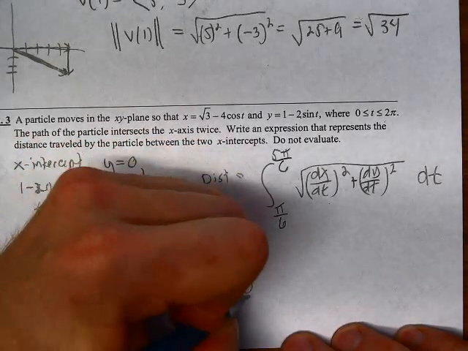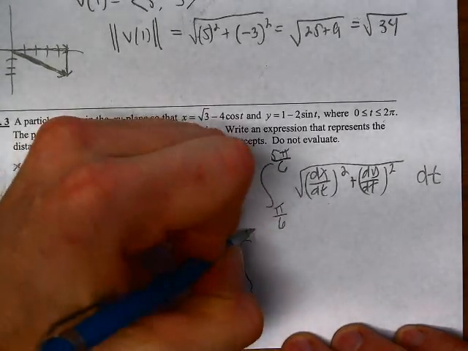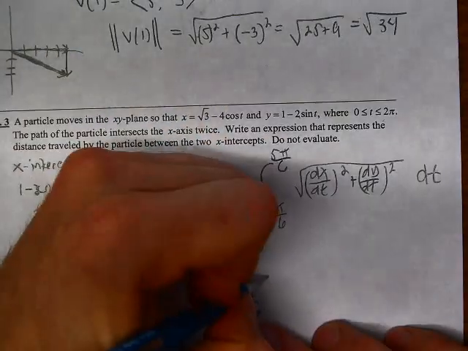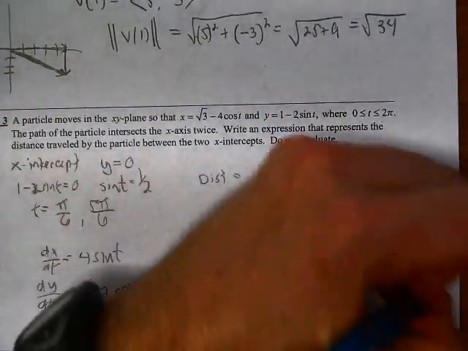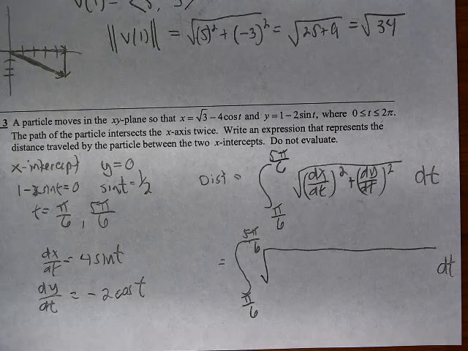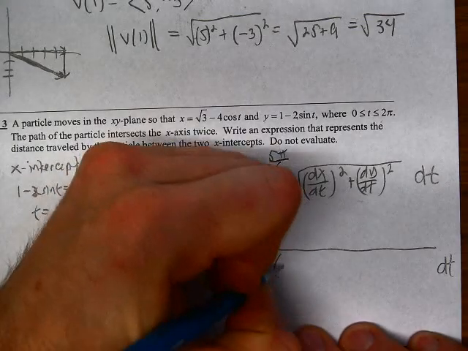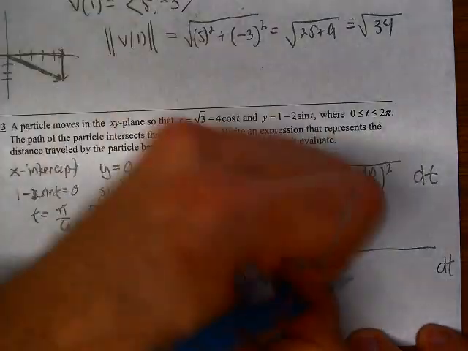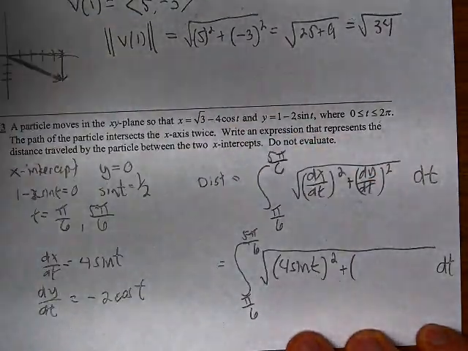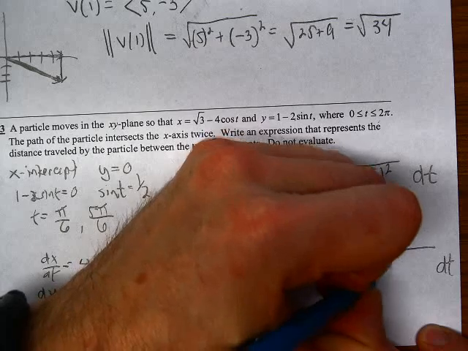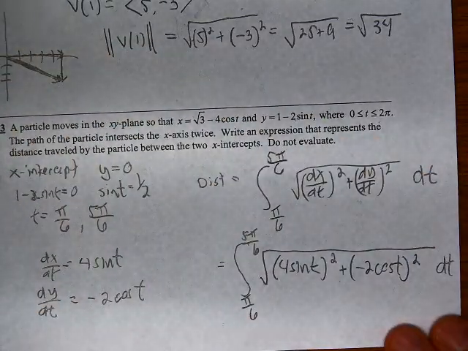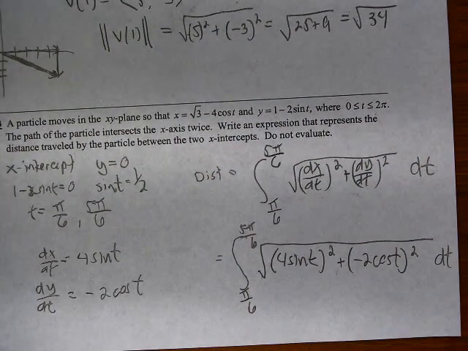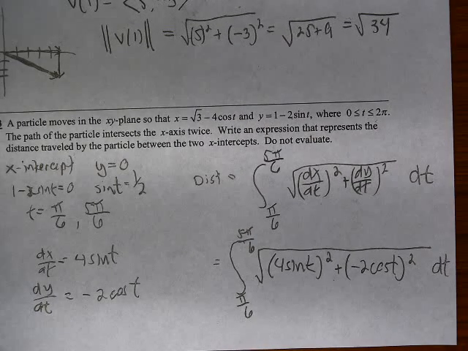So we'll put those in here. We have integrating from pi over 6 to 5 pi over 6, and we have our dx dt, which is 4 sine of t squared, plus dy dt, negative 2 cosine of t squared. And that's my expression. So that's an expression that represents the distance traveled. It told us we didn't have to evaluate, so I'm going to stop right there.